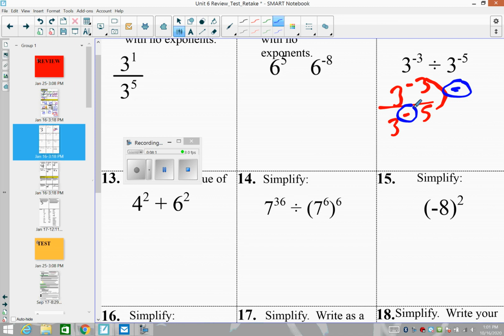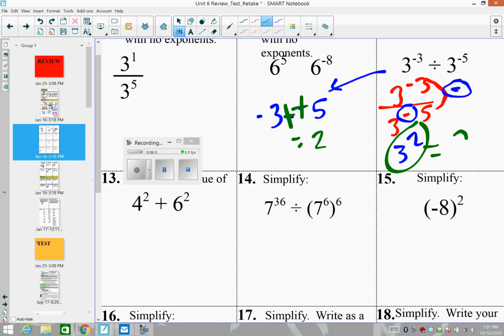It turns into positive. 3 to the positive 2nd, because here's the why. Negative 3 minus negative 5. Check it out. Ooh, that's exciting. That actually becomes the exponent of 2. And then it just says simplify, so you can keep it in exponential form or standard form.